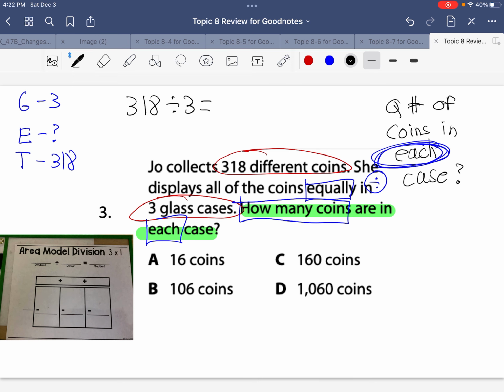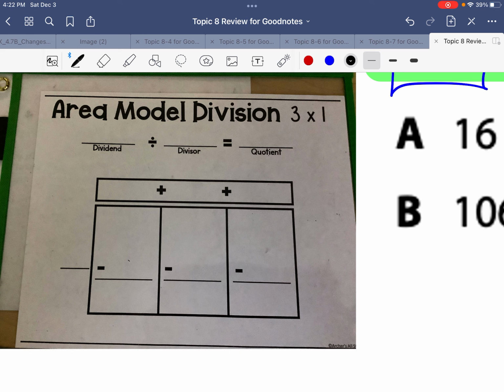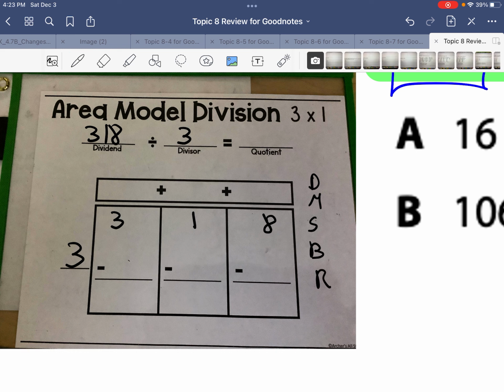Okay. So I'm going to go here. I'm going to set it up. My dividend is my big number, 318. My divisor is my small number, 3. 3 in the first one, 1 in the second one, 8 in the last one, and my divisor 3 on the side. Write my steps: divide, multiply, subtract, bring up, repeat. And I'm going to pull out my multiplication chart.